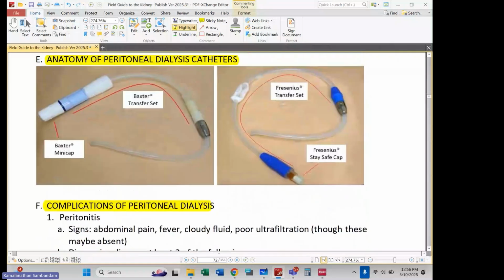I will say you can connect, I glossed over this. If you have a Baxter patient and they get admitted to a hospital with only Fresenius supplies, you can connect this Fresenius transfer set to the end of this Baxter transfer set and then take that off on discharge, assuming they have this mini cap. This mini cap is consumable. Okay. Every time the patient has a PD, they get a new mini cap. This has betadine on the inside.